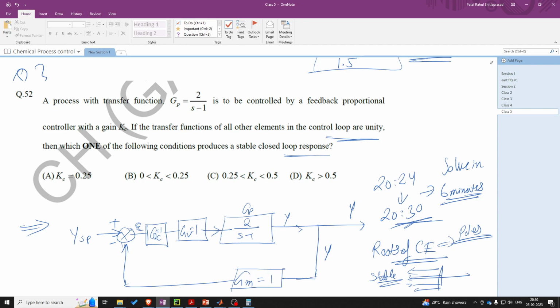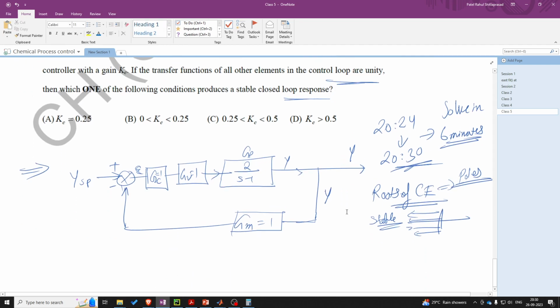So yes, let's try solving the question. I have drawn the block diagram. First we need to write the transfer function of the model. That is basically y upon ysp is equal to open loop transfer function upon 1 plus GCL. So the numerator will be the product of these three terms, and the denominator will be the product of all the terms. However, this is known as the characteristic equation.